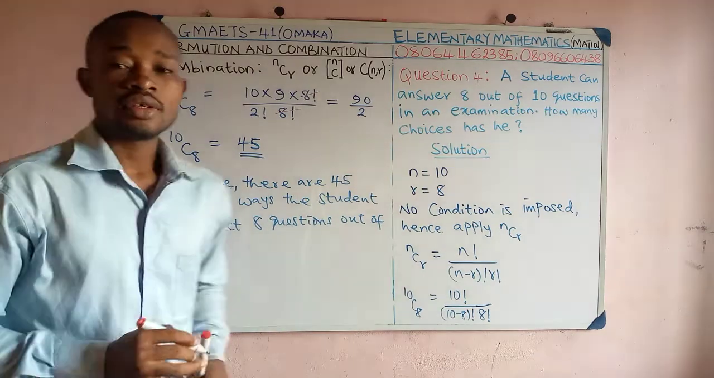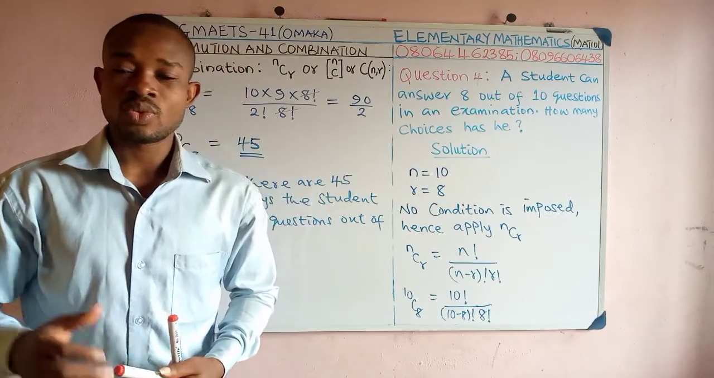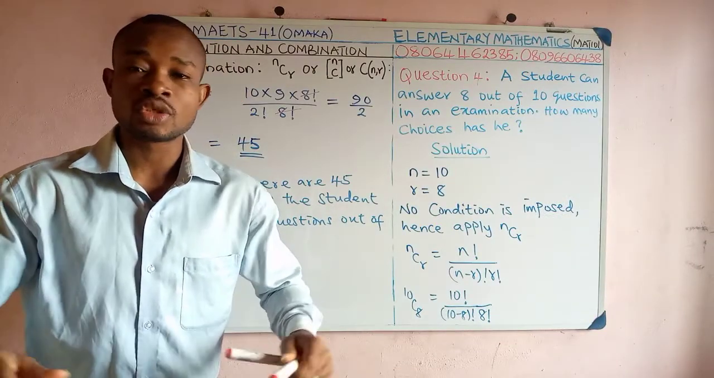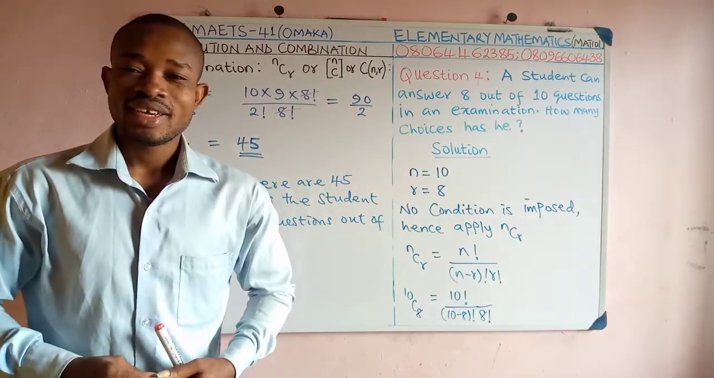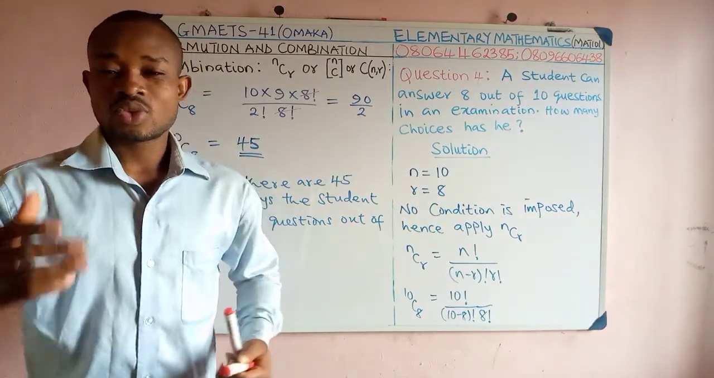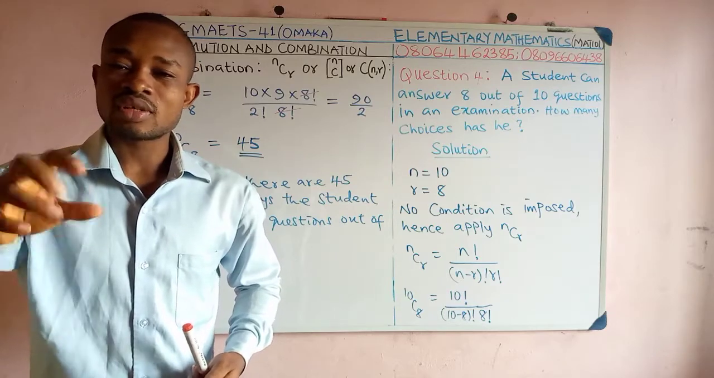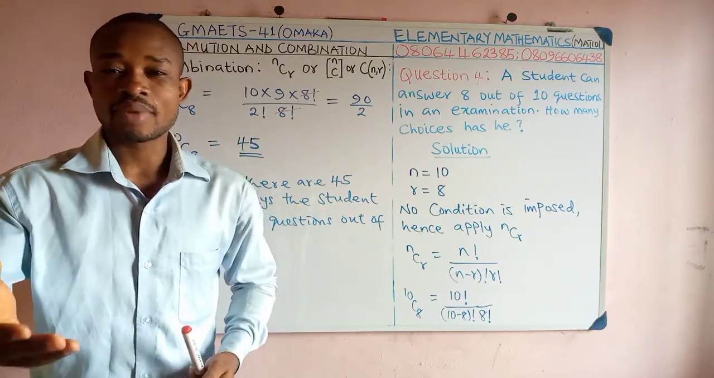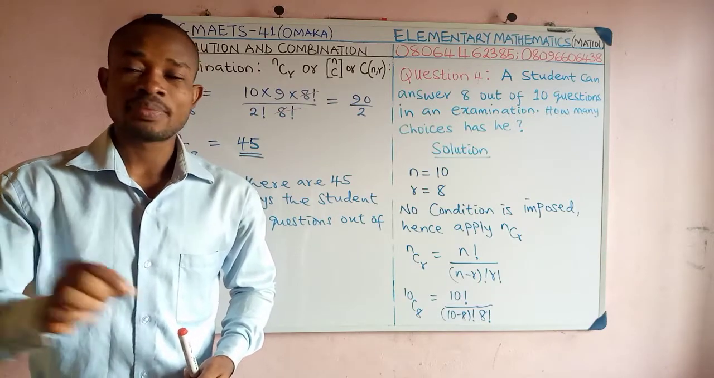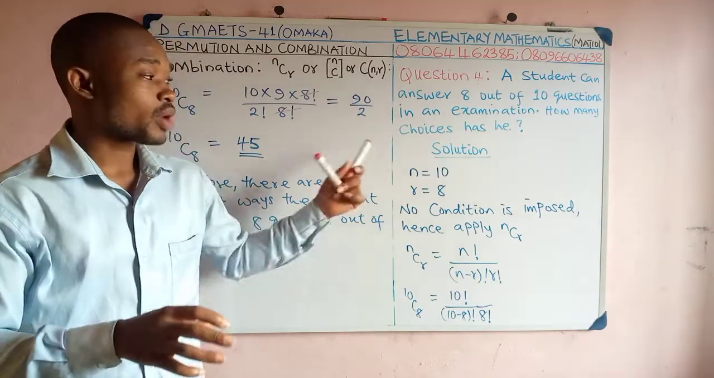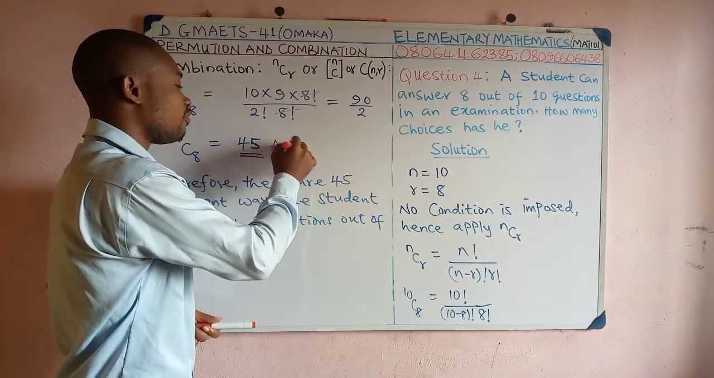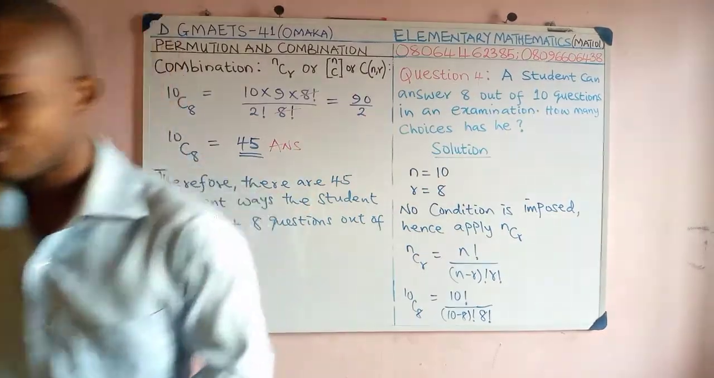Is that okay? So take note, we applied the combination formula directly because no condition was imposed. The question could have been a situation where they say, okay, that one particular question must be part of it, or one particular question should not be part. Because if that becomes the case, then we need certain principles of combination. But for this problem, this is how to approach it. And of course, we've got our answer to be 45 different ways.